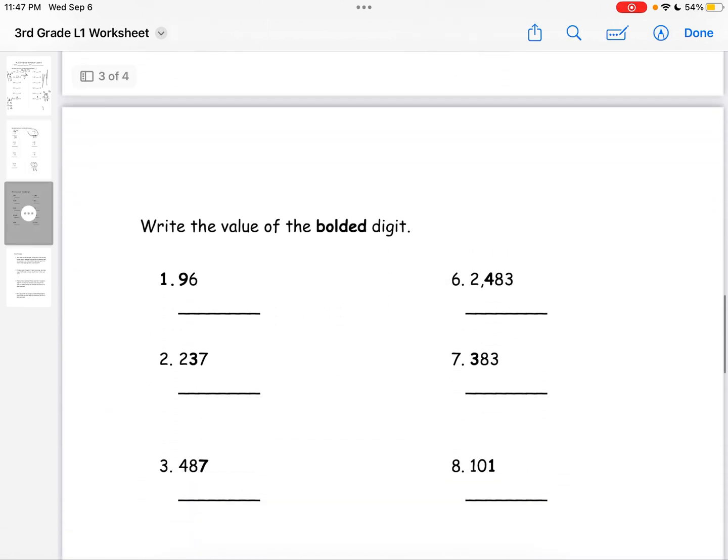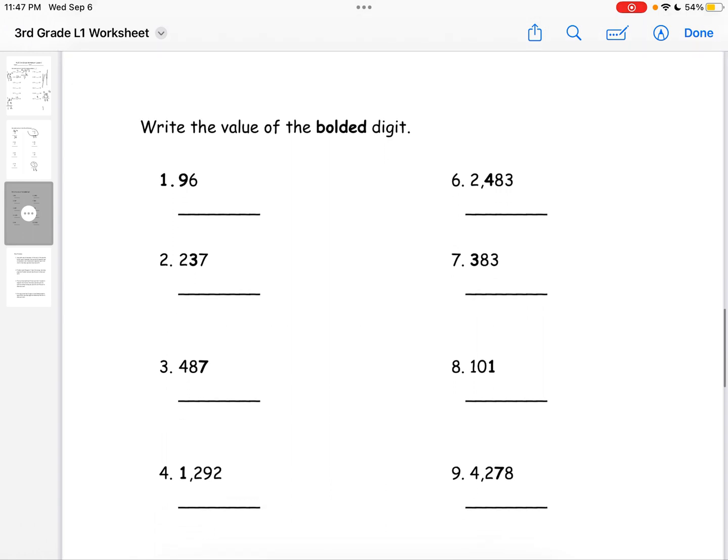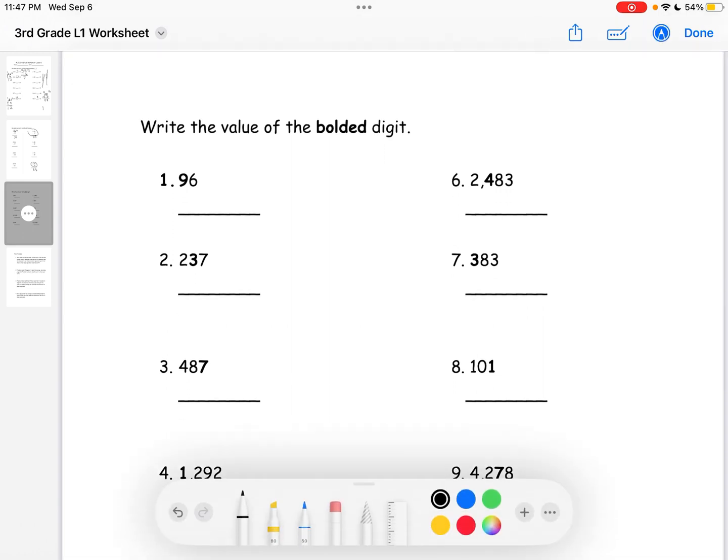And then write the value of the bolded digit. So for this one, we're going to have to write what digit it is. For example, number 1, since it's in the first place, it would be the tens. This one, for number 6, this is the thousands. So the thousands. This is the hundreds. So this would be the hundreds.